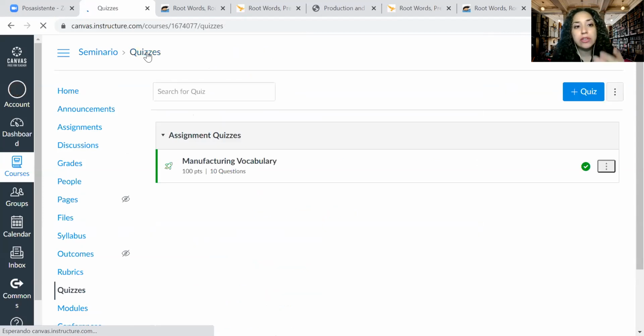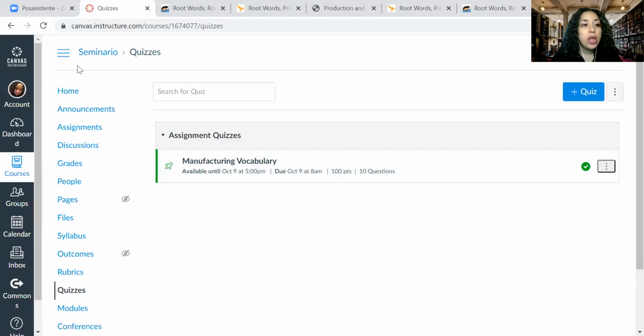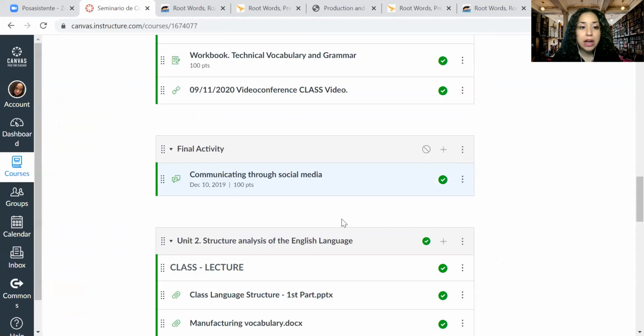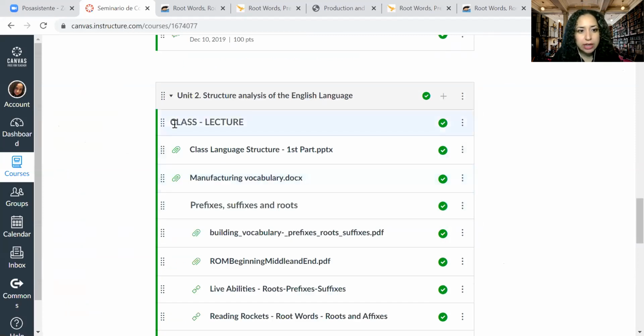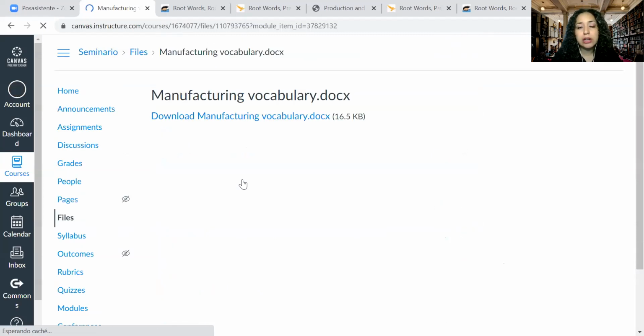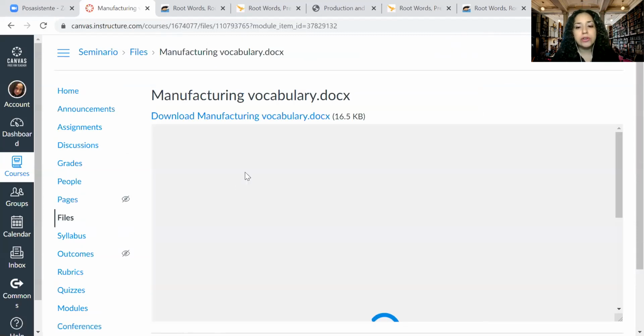Since I'm telling you that it's manufacturing vocabulary, we have to go back to the home page of the class. We go to Unit 2, Structure Analysis, and we go at the beginning when it says class lecture. We go to manufacturing vocabulary. It's here. It's a collection of vocabulary. I took it from a very nice source.